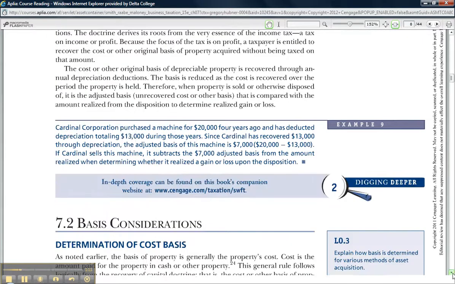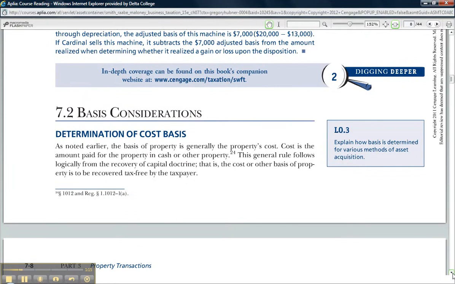Let's see, learning objective 3. This is determining cost basis, determining basis in an asset when you first acquire it. So typically it's the property's cost. That's the most basic scenario.